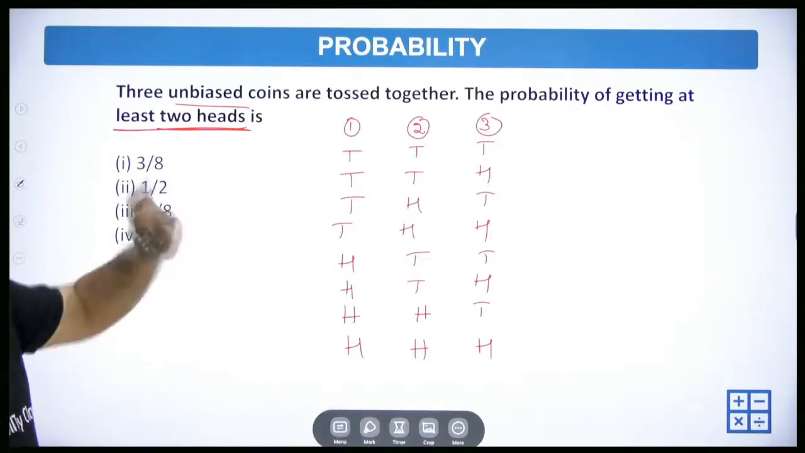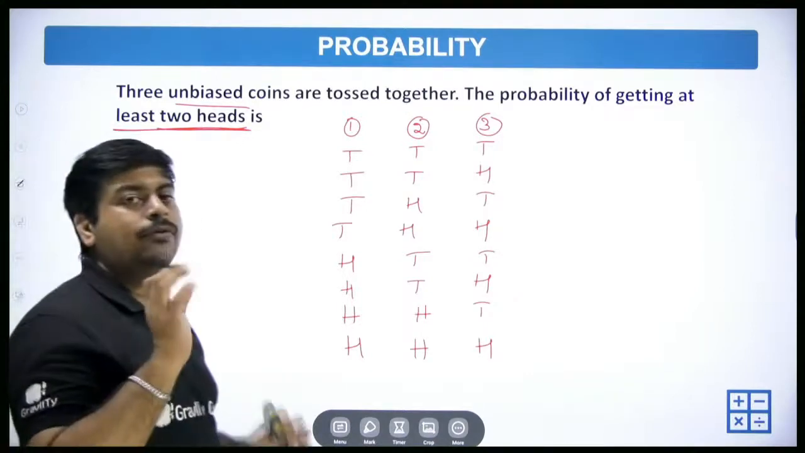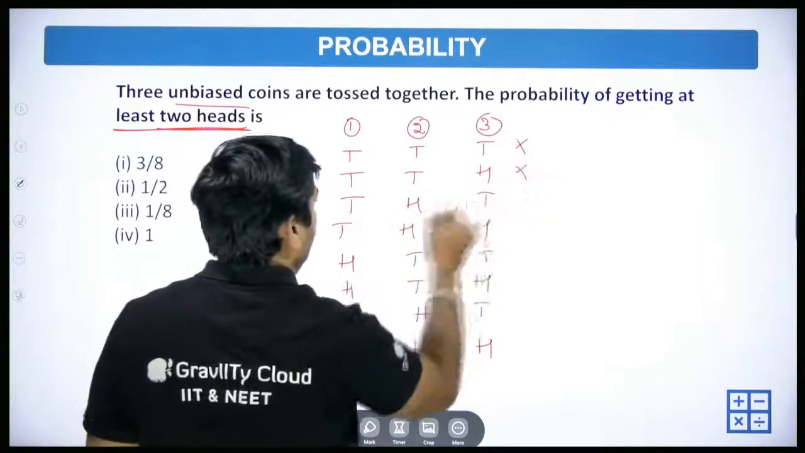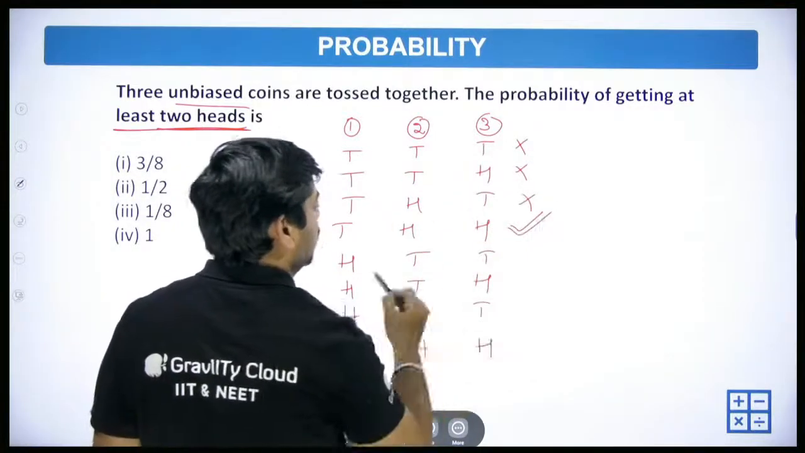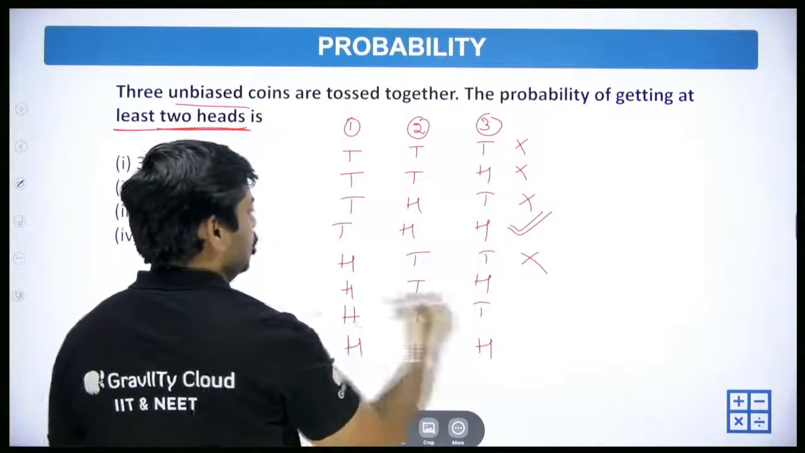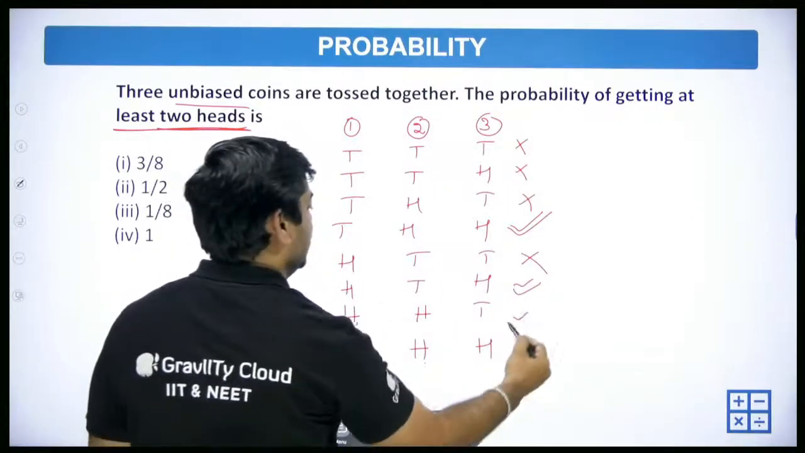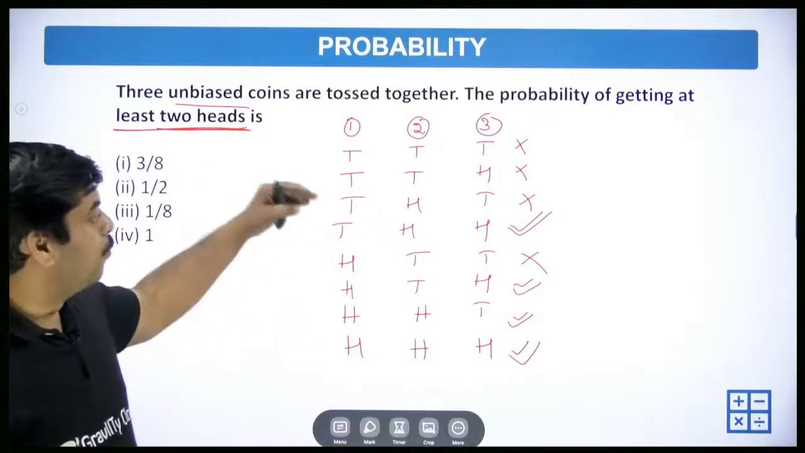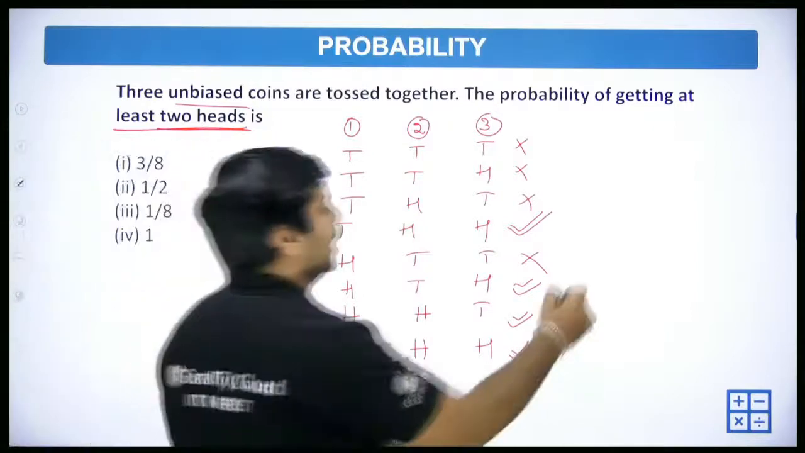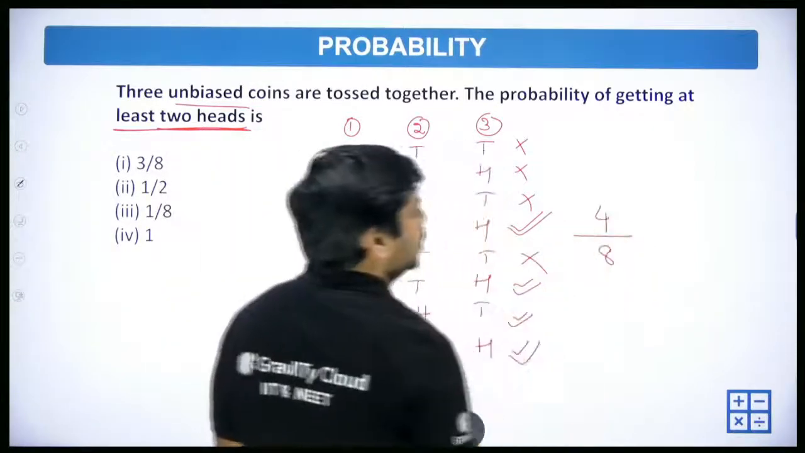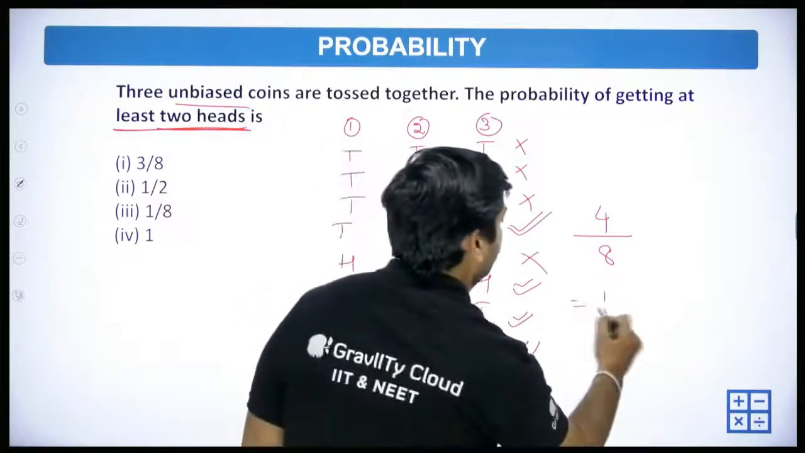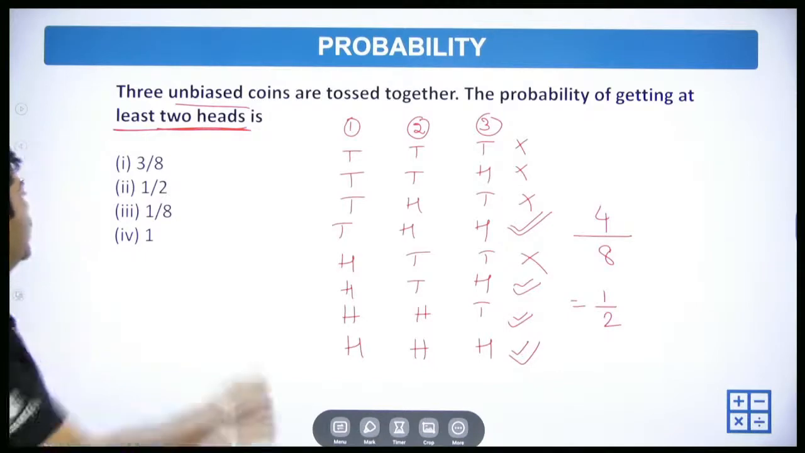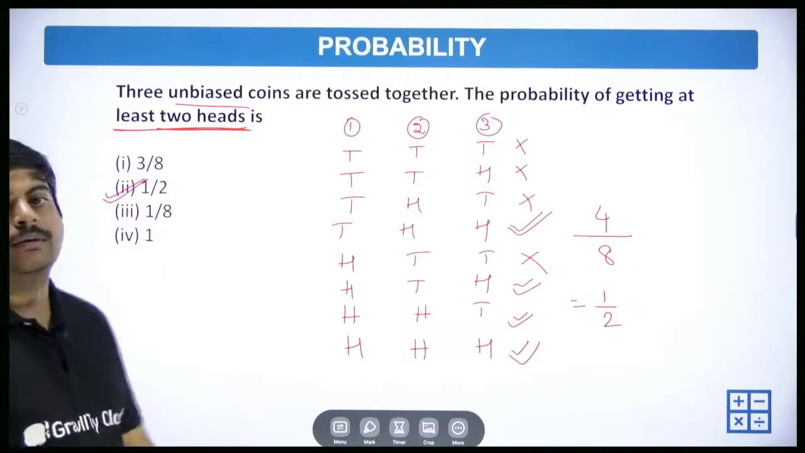The probability of getting at least 2 heads, at least means either we can get 2 heads or more than 2 heads. Zero heads, no. 1 head, no. 2 heads, yes, we have this case, 2 heads again, and one more, 3 heads will also come into this. So 1, 2, 3, 4, out of 8 events, we have 4 events. So 4 by 8, which is 1 by 2. The probability of getting at least 2 heads is 1 by 2. That is option 2, right?